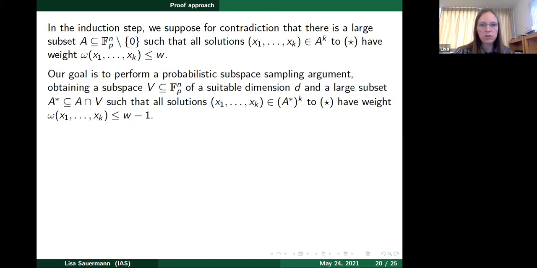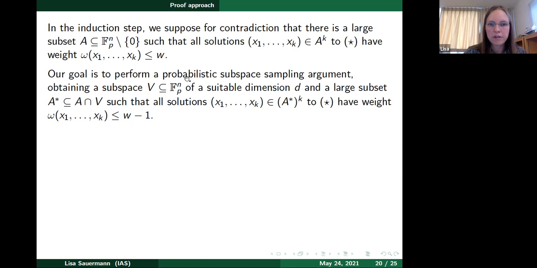And so in order to do so, we want to perform again a probabilistic subspace sampling argument. So remember that we already wanted to do a probabilistic subspace sampling argument to get from this high rank result to our main result about distinctness. But here in the proof of the high rank result, we need yet another probabilistic subspace sampling argument.